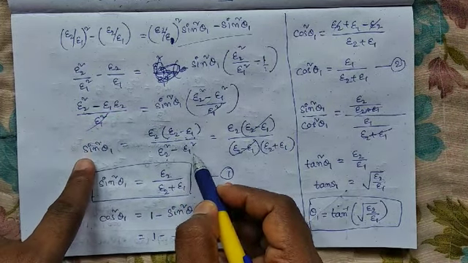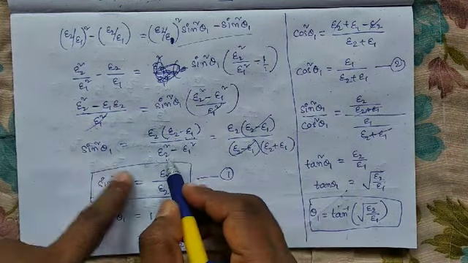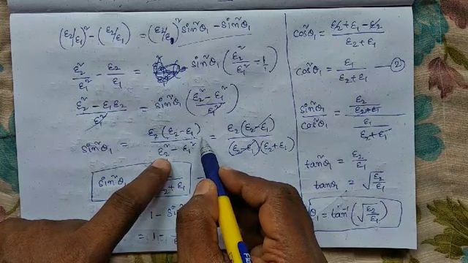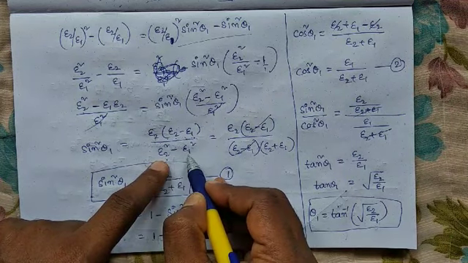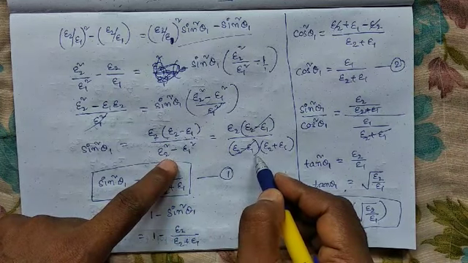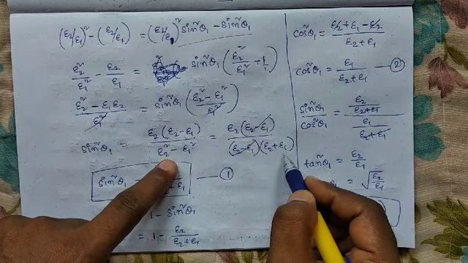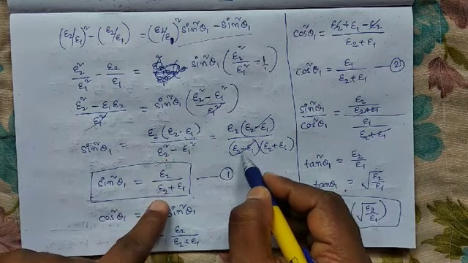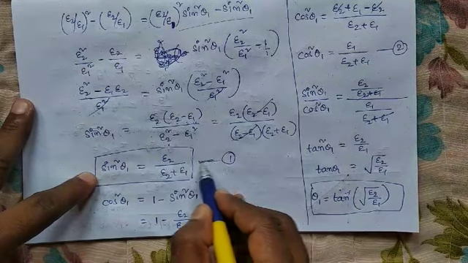The numerator is the same: epsilon 2 of epsilon 2 minus epsilon 1, divided by a square minus b square form. A plus b into a minus b means epsilon 2 minus epsilon 1 into epsilon 2 plus epsilon 1. Here epsilon 2 minus epsilon 1 gets cancelled, so sin square theta 1 is equal to epsilon 2 by epsilon 2 plus epsilon 1. This is equation 1.